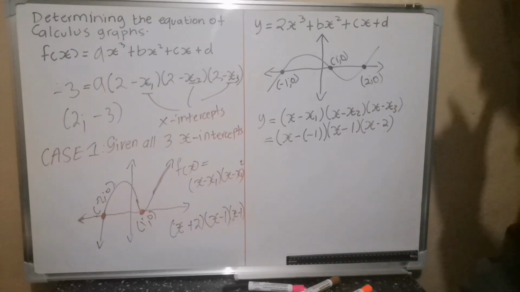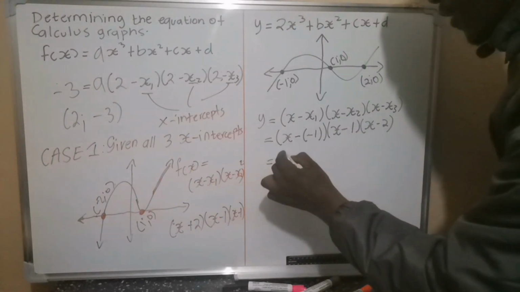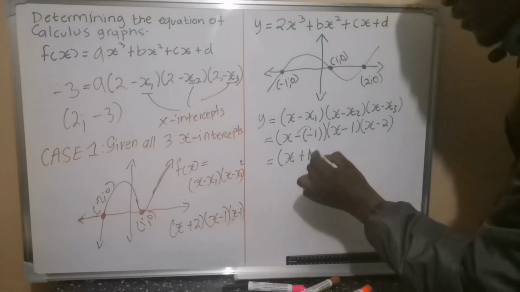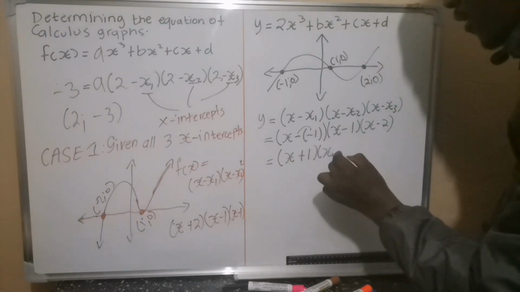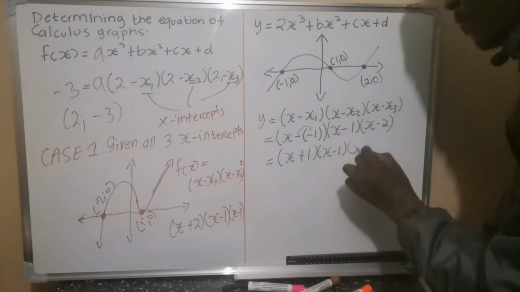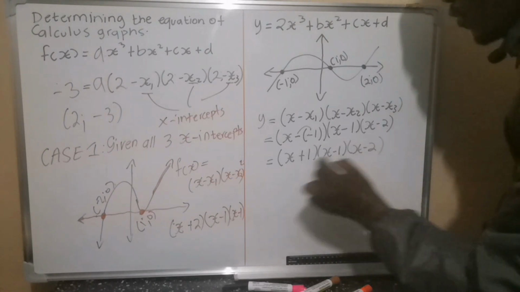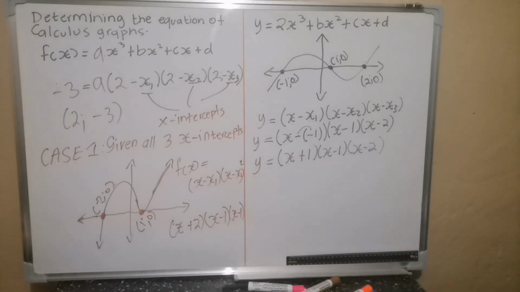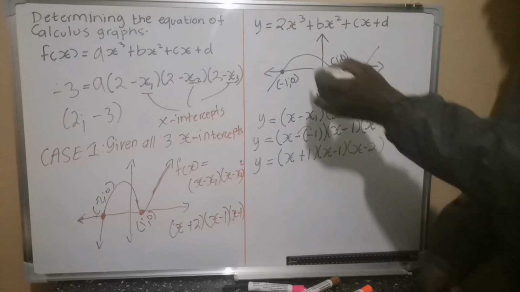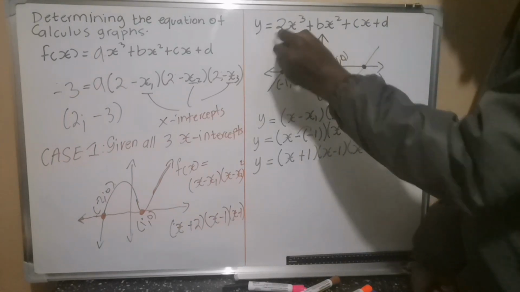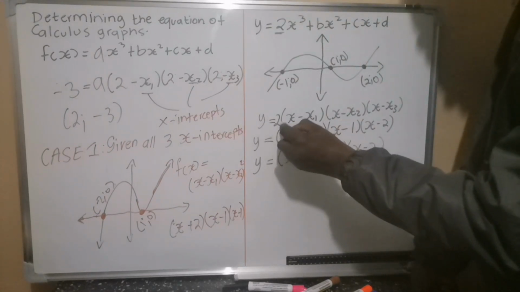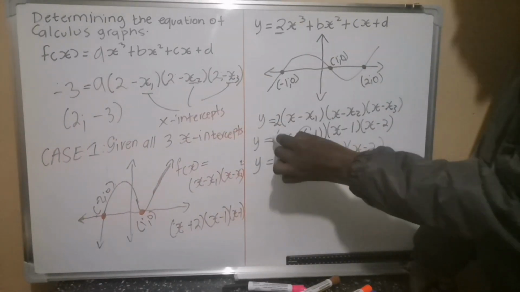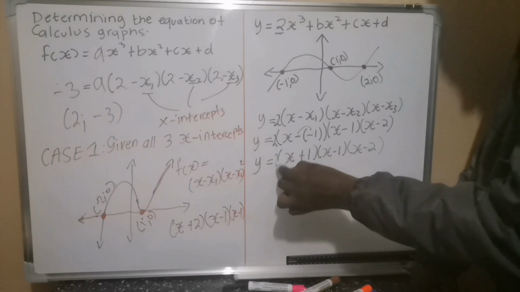Then you simplify them out here. So you're going to have bracket of x plus 1, because negative times negative is positive, x minus 1, x minus 2 equal to y. But remember, you left the value of a, which is 2, and you're going to put it here. Remember, it's a bracket x minus x1 again. So it's 2 here, 2 here, 2 here.